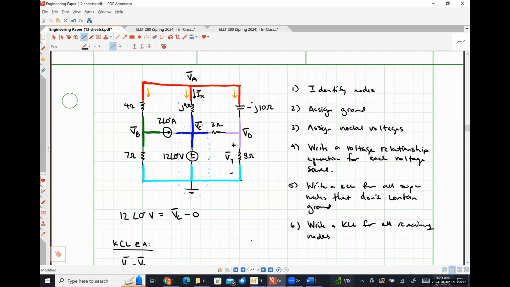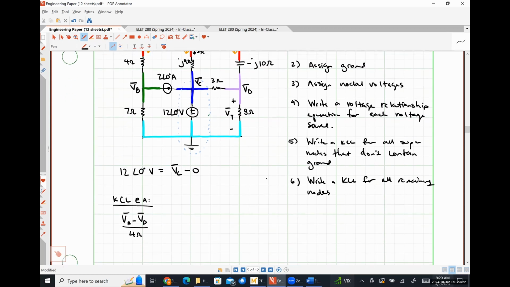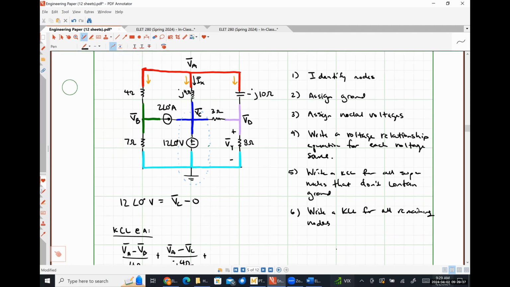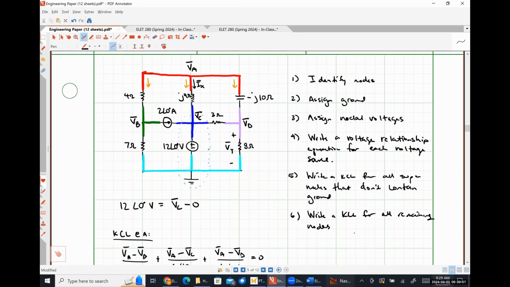So what about the current flowing down through the J4 ohm inductance? Yep. And lastly, the current flowing down through the minus J10 ohm resistor. So VA minus VD over minus J10 ohms. All right. Those are all 3 of the currents. I have 3 terms, so I set it equal to 0, go on about my business.